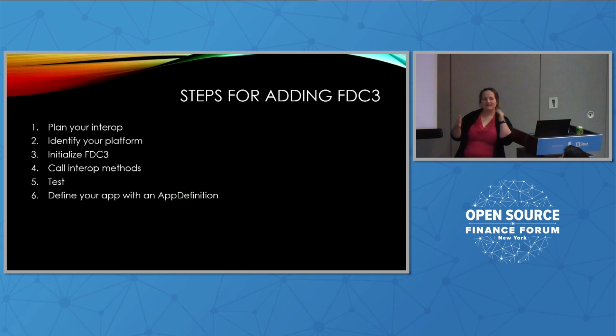But right now, it is something you need to have in mind, so we'll look at that a little bit more in detail, but just be aware that knowing your platform will matter. Then you initialize FDC3. I'm going to show you how to do that. It's really straightforward. It's either no lines of code or 2 lines of code. You call those methods that you planned out. You test to make sure it actually works, because obviously. And then finally, you write down all of the stuff you're planning on doing in what's called an app definition. And then at that point, you've pretty much got your FDC3 integrated into your applications.